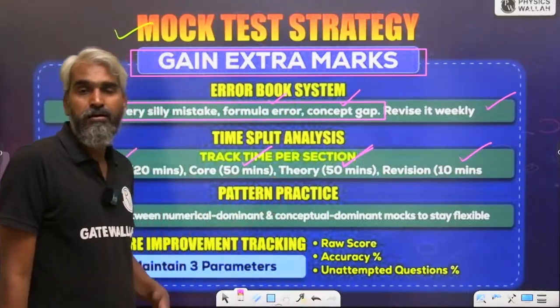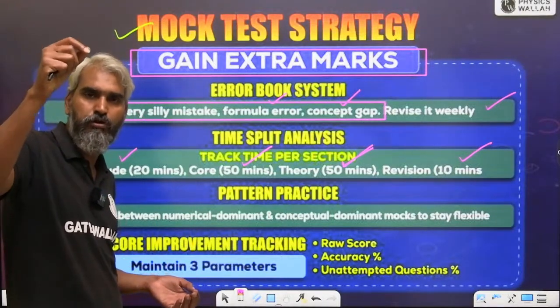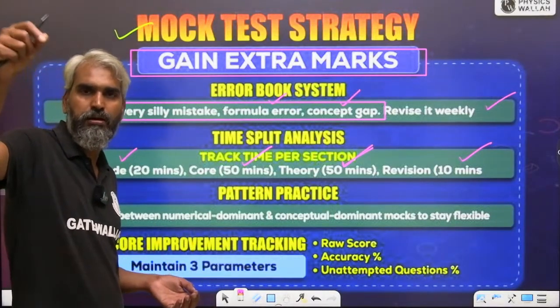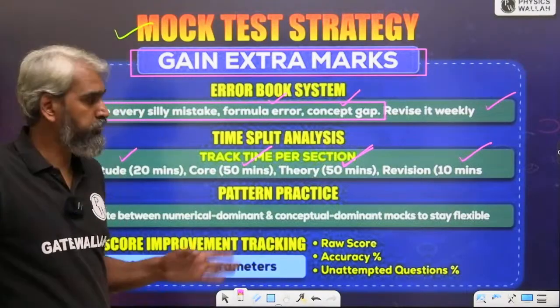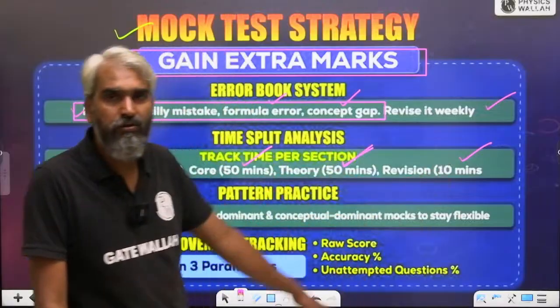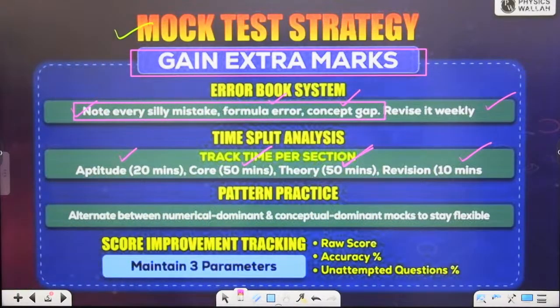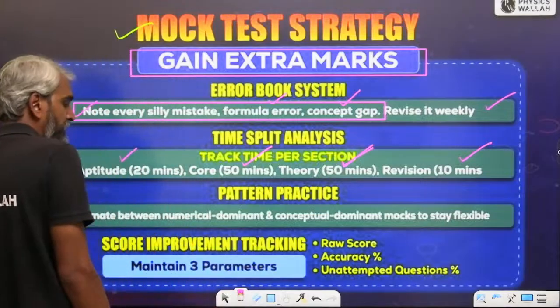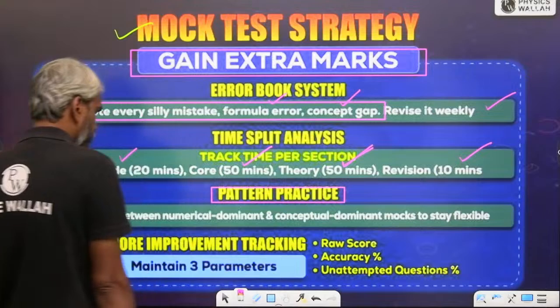I mean, if you are done with the questions, you will mark the question for review, or you have marked the question as marked and review. So that revision time is required so that you can go back and check what exactly is the answer provided by you, and if there is any change, then what should be that change. And finally, the last thing is pattern practice.